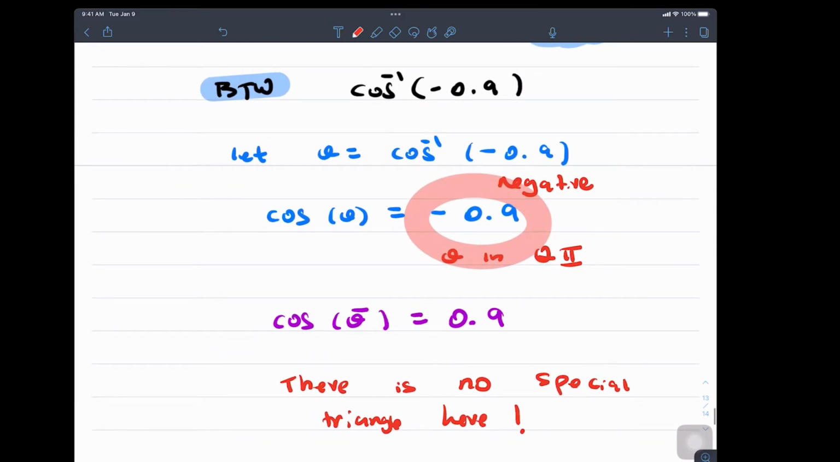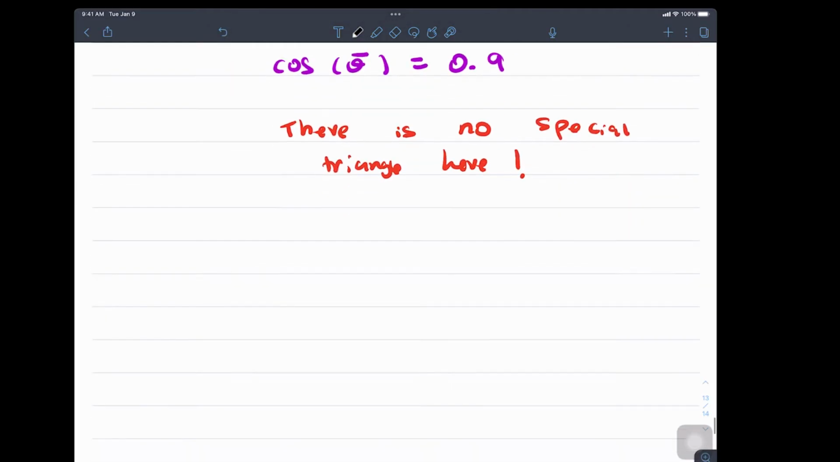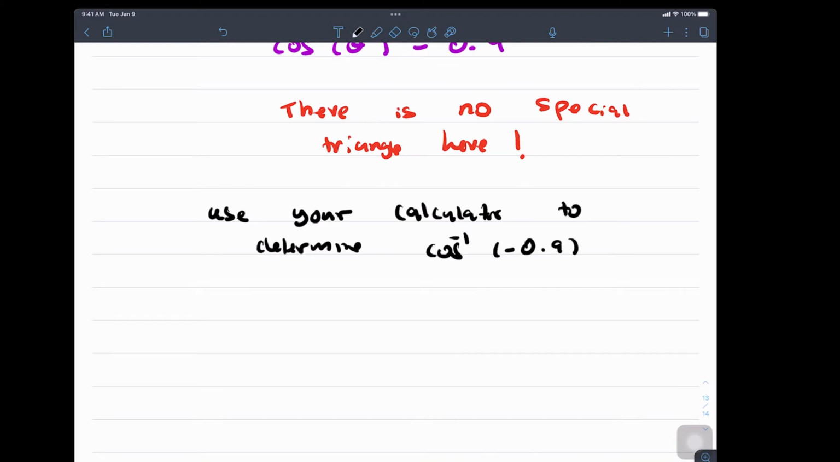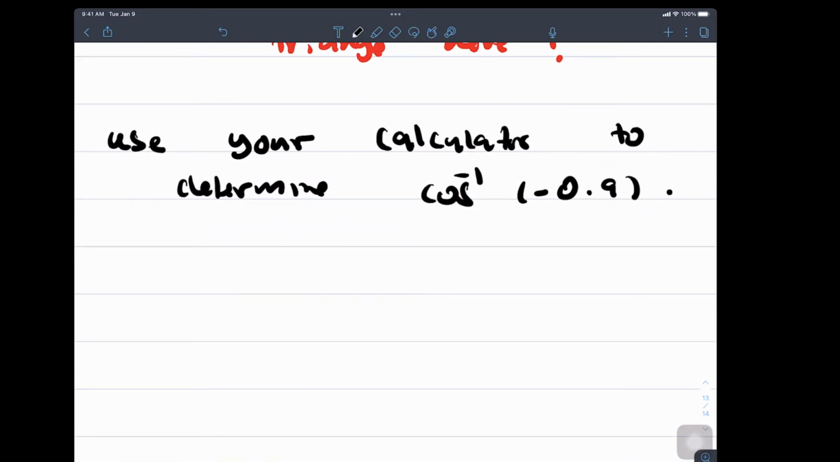So you know what they're going to say for this kind of question? These are going to be your instructions. They're going to say, use your calculator to determine inverse cosine of -0.9. For that set of questions, all they're trying to do is get you ready to learn how to use your calculator. All right, you guys with me on that? This is going to be your instructions here, and it's good. You should be able to use a calculator as well.